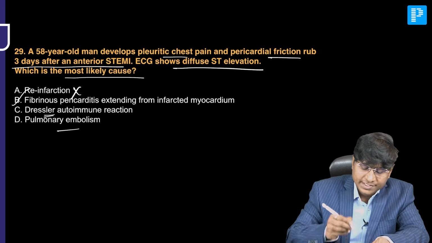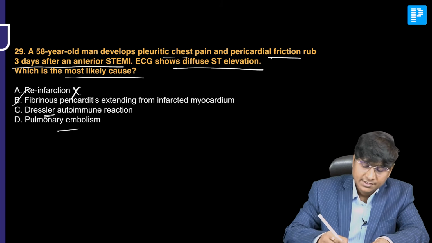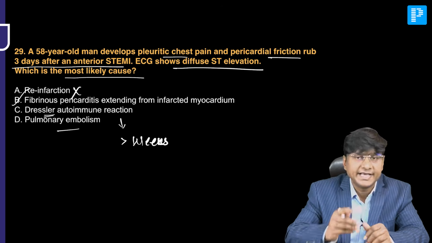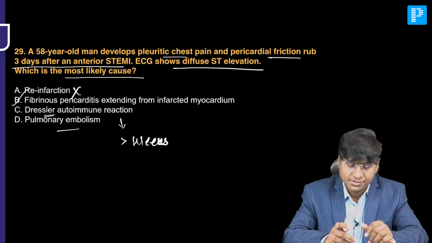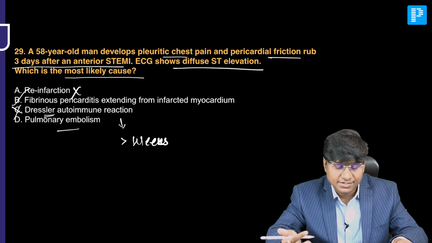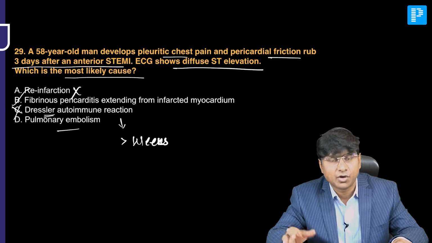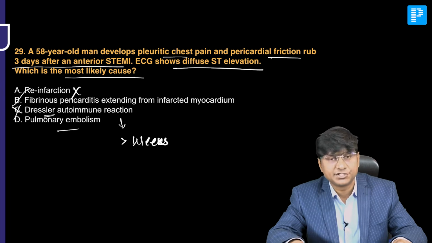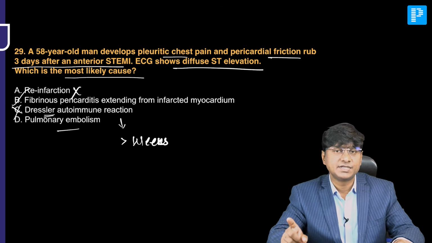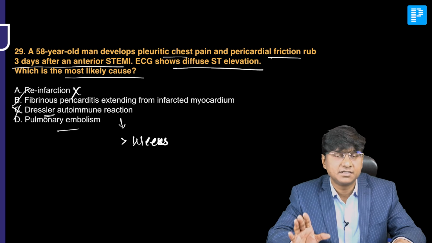And how will you rule out Dressler's autoimmune reaction? This Dressler's autoimmune reaction will occur after a few weeks. It does not occur a few days after the development of myocardial infarction. So that will rule out Dressler syndrome. And in case of pulmonary embolism, you don't have this pericardial friction rub, right? So this will rule out pulmonary embolism. So the answer here is pericarditis after the myocardial infarction.